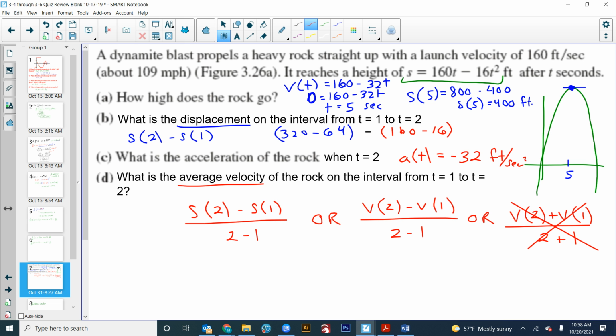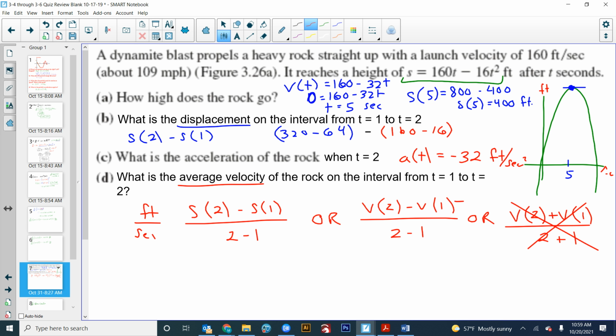I always let the units tell me if this setup is correct. What would S of 2 minus S of 1 give me in units? In this one, we have seconds, we have feet. S of 2 minus S of 1, F of 2 minus F of 1, F of B minus F of A would be in feet. 2 minus 1 would be in seconds. So this answer's units would be feet per second. Do you agree?